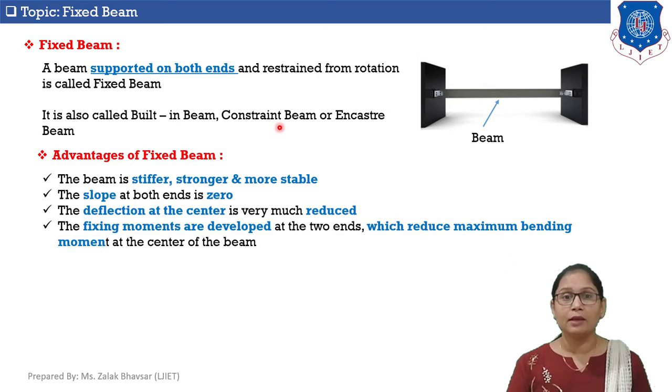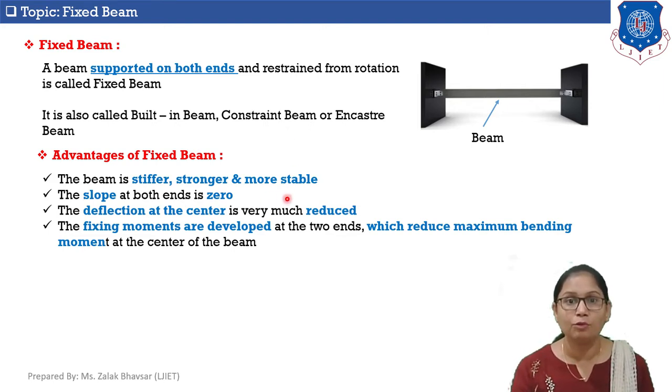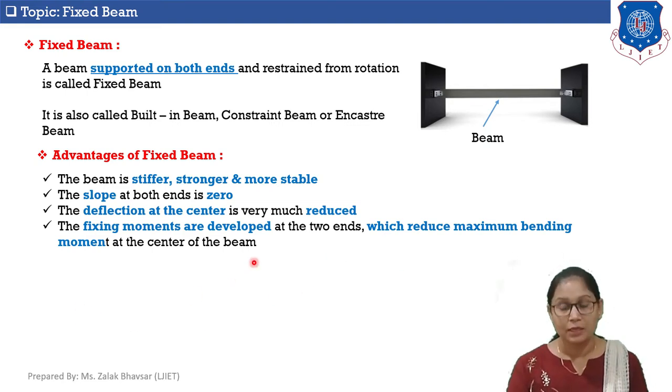Now, here are the advantages of fixed beam. So, the fixed beam is stiffer, stronger and more stable. The slope at both the ends is zero. The deflection at center is very much reduced. The fixing moments are developed at two ends which reduce the maximum bending moment at the center of the beam. So these are the advantages of fixed beam.